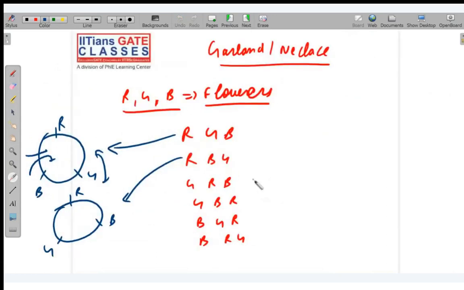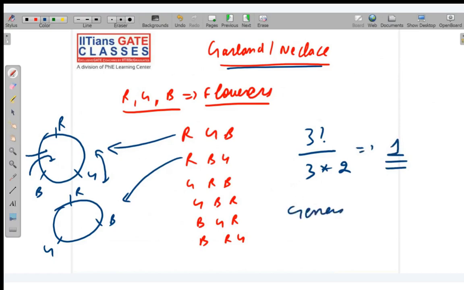Everything is the same only. So what should be the formula for a garland or necklace kind of problem? So 3 factorial divided by 3, just because of circular permutation. And next I will divide by 2 also. Why will I divide it by 2? Because clockwise and anti-clockwise are the same. Flip 180 degree, you will get the answer. So obviously only one is there. So what is the generalized formula? Generalized: n minus 1 factorial divided by 2. Okay, so let me write it properly.